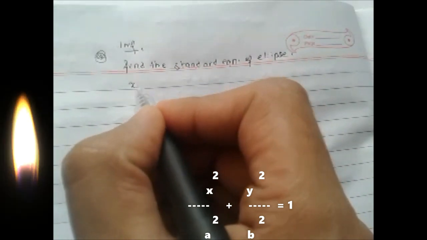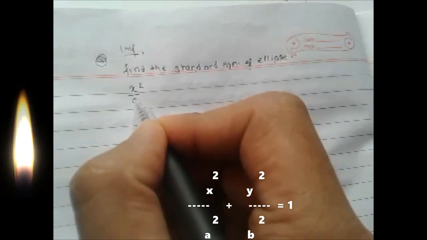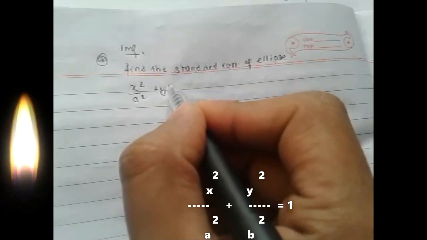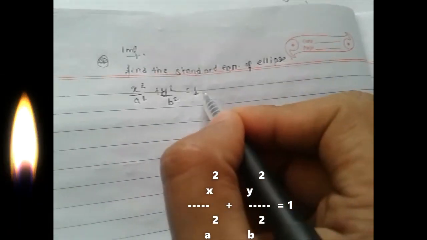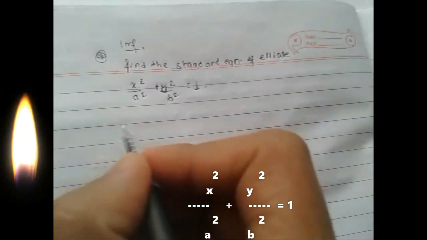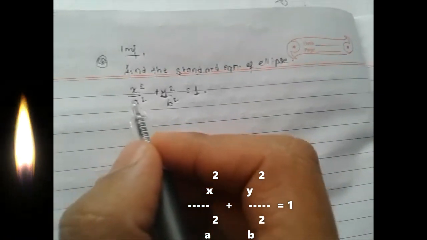What is the standard equation of ellipse? We know this: x square by a square plus y square by b square is equal to 1 is the standard equation of ellipse. So let's derive it.